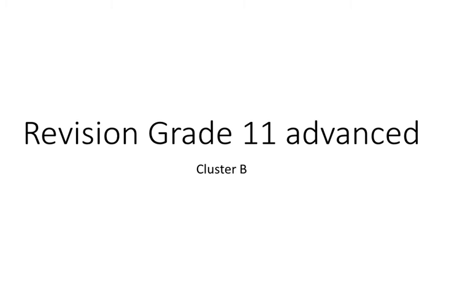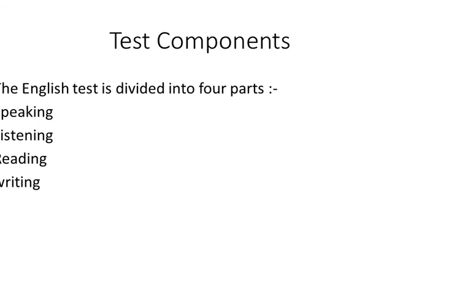We are going to have a revision for grade 11 advanced cluster B. Now we are going to tackle the components of the test because it is very important to know how you are going to be tested. As you know, the test will be divided into 4 sections: speaking, listening, reading, and writing. Speaking has been recorded before, and now we are going to have in the exam the listening part, the reading, the writing parts. So we are going to have listening, reading, and writing in the exam paper tomorrow.